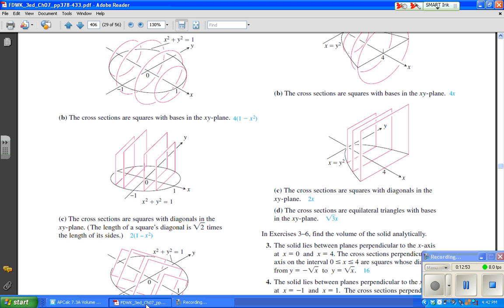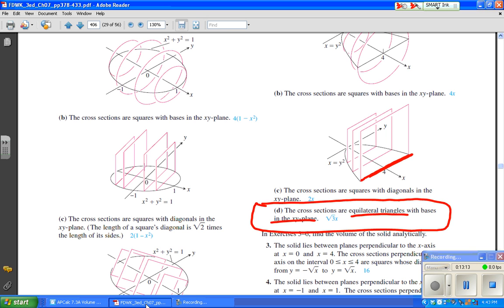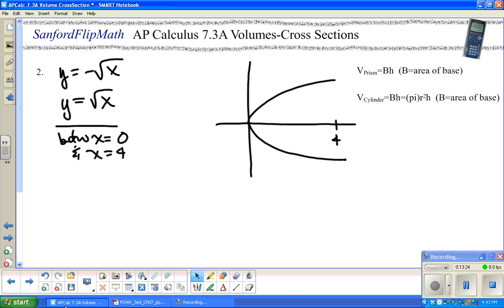The problem with part C and part D is they don't give you pictures, right? You have to make the pictures, and this is where it gets a little more interesting, is the word I want to use, but most people just think that means harder. It says the cross sections are equilateral triangles with bases in the XY plane. So in other words, there's going to be a base of a triangle, and instead of a square, it's going to make an equilateral triangle there. And that's kind of goofy, and the thing that makes it goofy is we don't remember that. That's like a geometry thing. Come on, Mr. Sanford, that was 3 years ago. What do you expect me to do here?